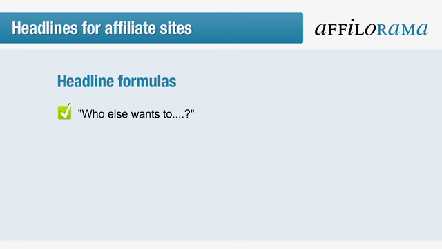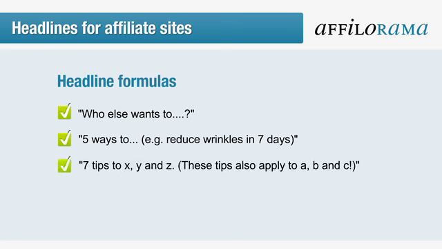What about this one? 5 ways to ... For example, reduce wrinkles in 7 days. This headline promises to offer the information in small, easily digested chunks. Or 7 tips to X, Y, or Z, for example. These tips can also apply to A, B, and C. Again, you've got that nice number there. 7 tips. Doesn't that sound like an easy read? If you've done your research, you will also know exactly what your readers' concerns are, and you would have hit 6 of them in that one header: X, Y, Z, A, B, and C.